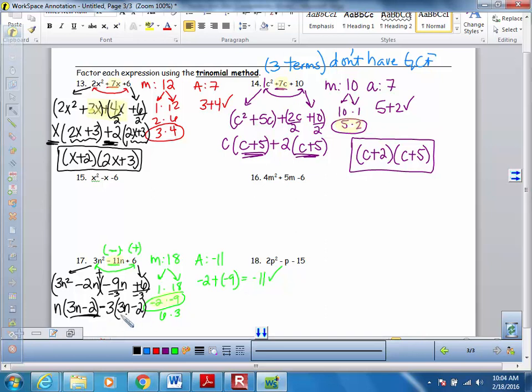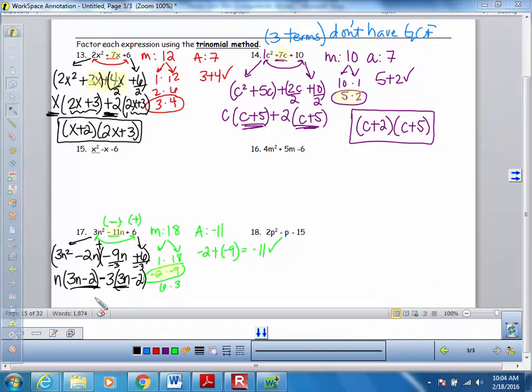Now, these match and these match. So I'm going to rewrite my answer. Everything outside, the n minus 3. And then everything that matches, 3n minus 2. And that would be my final answer.